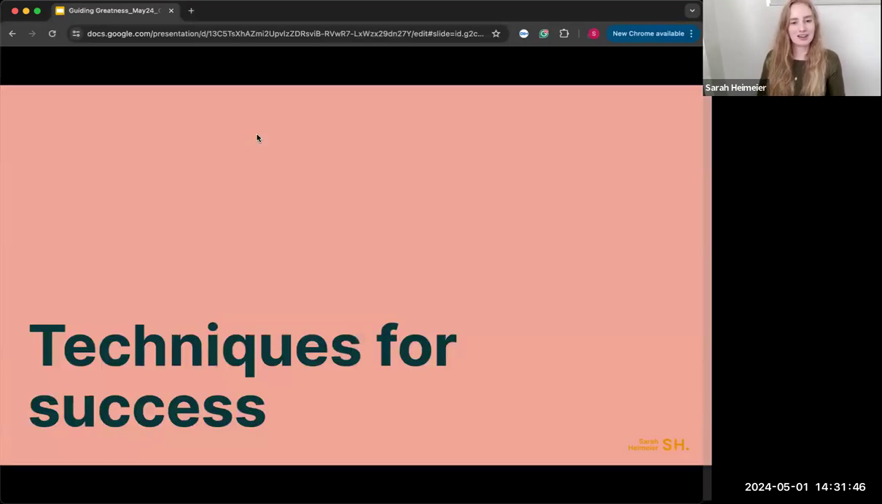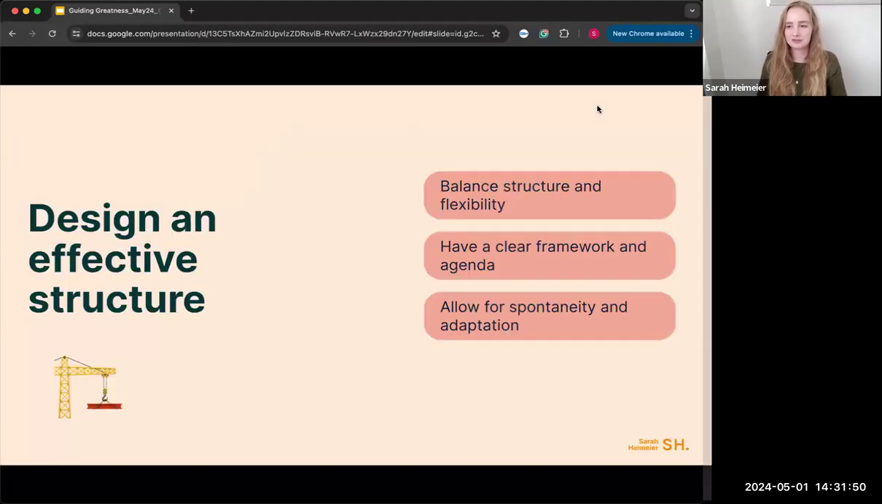So the next area that I wanted to go through was really around the techniques for success. What you need to do as part of a workshop is really start to design an effective structure, balancing the structure with flexibility. Like I've been talking about, when you're planning for a workshop, you want to have really defined activities that you're working towards.